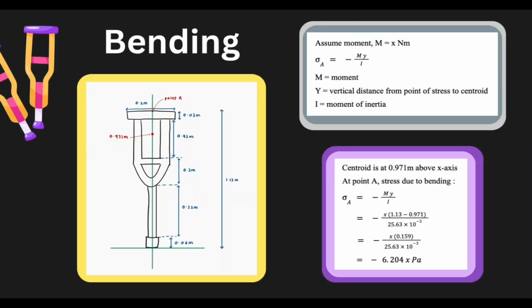To calculate the stress due to bending, we use the formula stress equals negative My over I, whereby y is the vertical distance from the point of stress to the centroid. For the centroid, we have located it to be at 0.971 meter above the x-axis. And for this calculation, we assume the moment as x Newton meter. So after calculating, we have found the answer, which is negative 6.204 x Pascal.